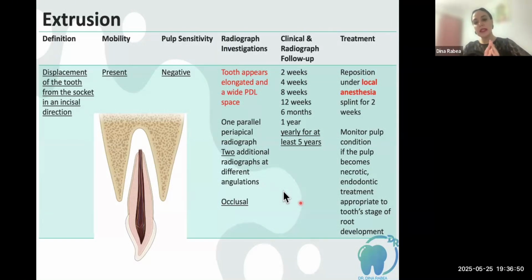If the pulp becomes necrotic, we have to initiate root canal treatment only upon symptoms. And most of the time, this happens with teeth with closed APCs. Teeth with open APCs have the capability to revascularize even in the worst scenarios. So again, we have to see the patient after 2 weeks to remove the splint, and then the same follow-up routine for the earlier luxations.